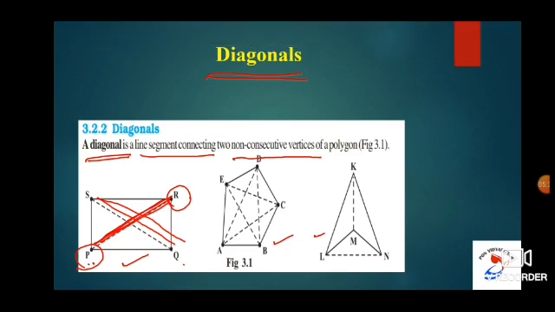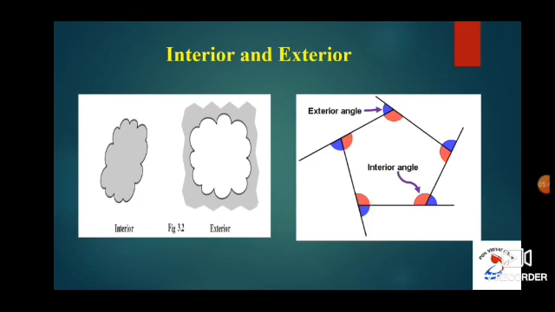So now you understood what a polygon is, what an open curve is, what a closed curve is, how you can classify polygons based on the number of sides, and you also understood the term diagonal. Now we'll move on to the next one. Next is interior and exterior angle.